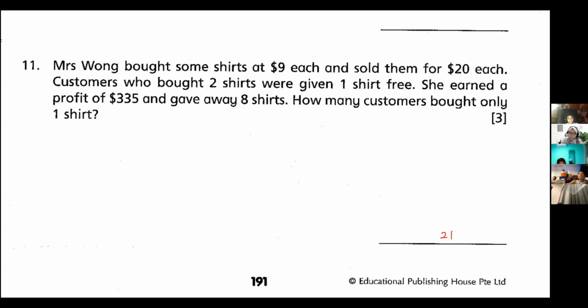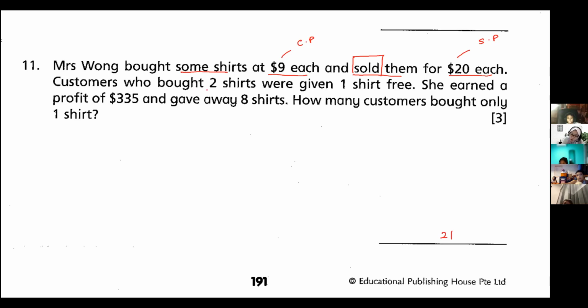Okay, Mrs. Wong bought some shirts at $9 each and sold them for $20 each. From the first sentence, you know that she is already making a profit, right? Because she bought it at a low cost price and then she sells them at a higher selling price. You know what's a cost price and selling price, right? This is called the cost price. This is called the selling price, because it's sold.